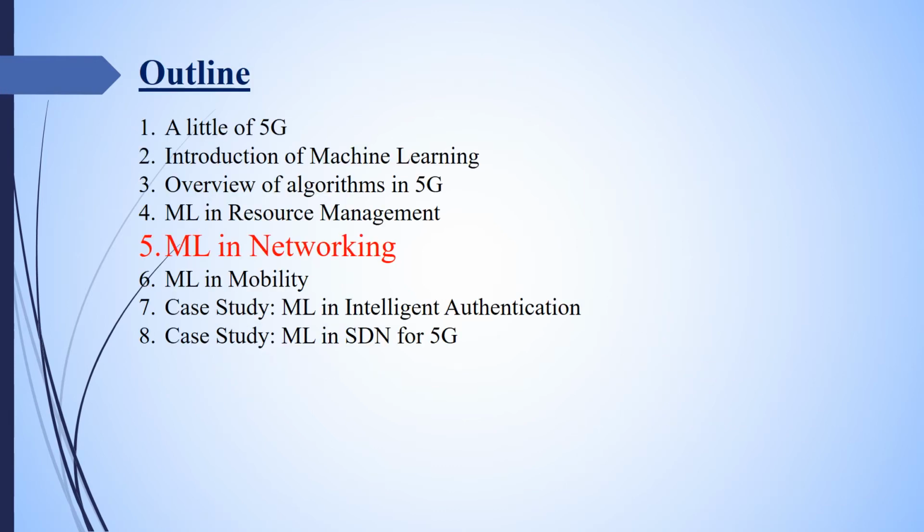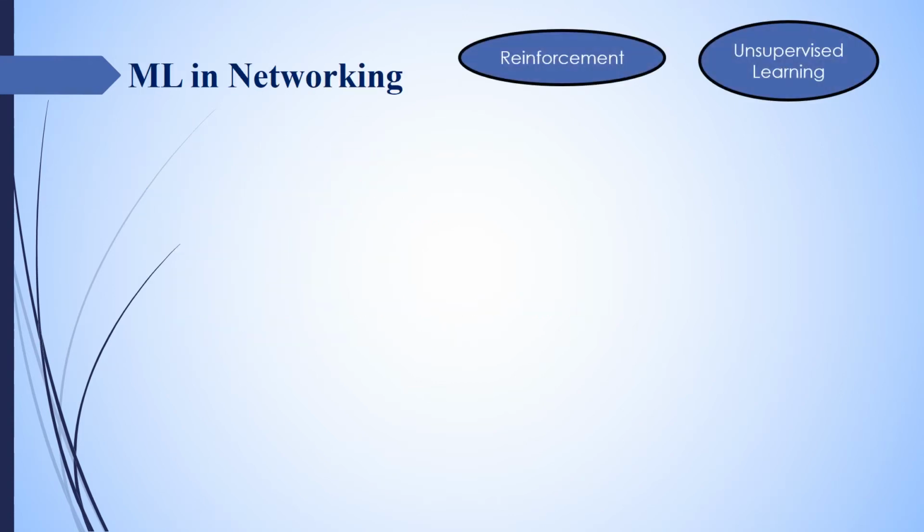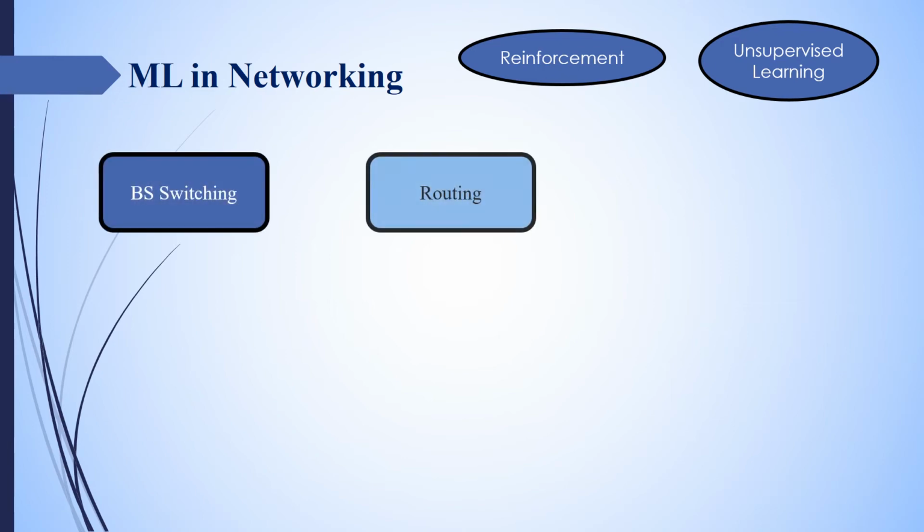Next, we have machine learning algorithms in networking. We can see how the algorithms are applied respectively in networking field of 5G. In networking, we can apply most of the two algorithms, reinforcement machine learning and unsupervised machine learning. These two have previously been discussed in a little bit detail at the start of the presentation. Now we have three fields in which algorithms can be applied to networking. First of all, base station switching, second routing, and third is clustering. These all three are subsets of networking.